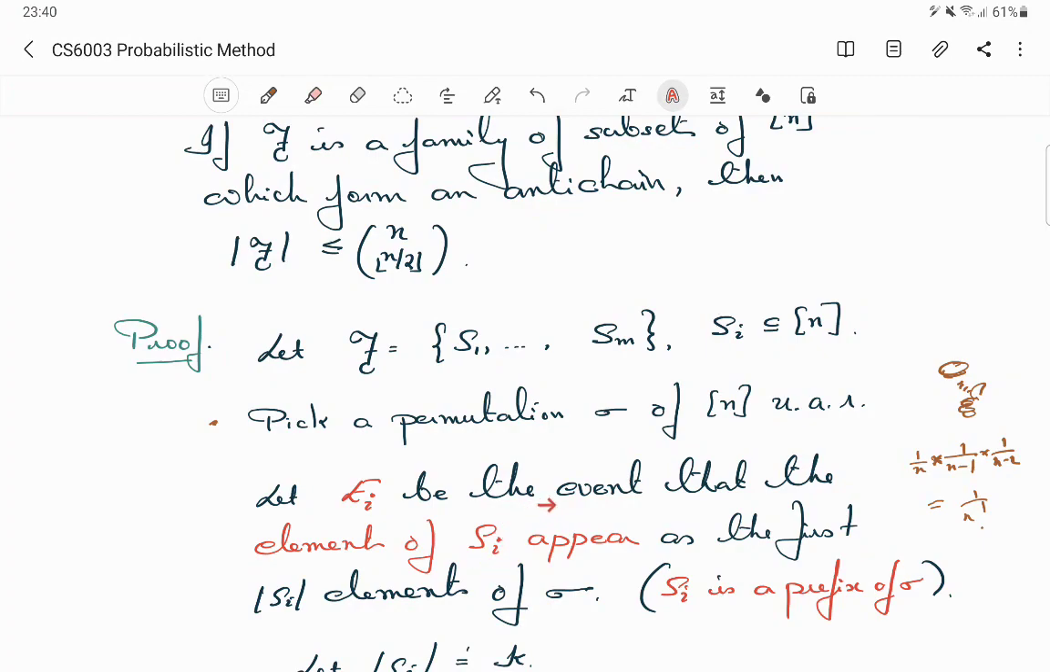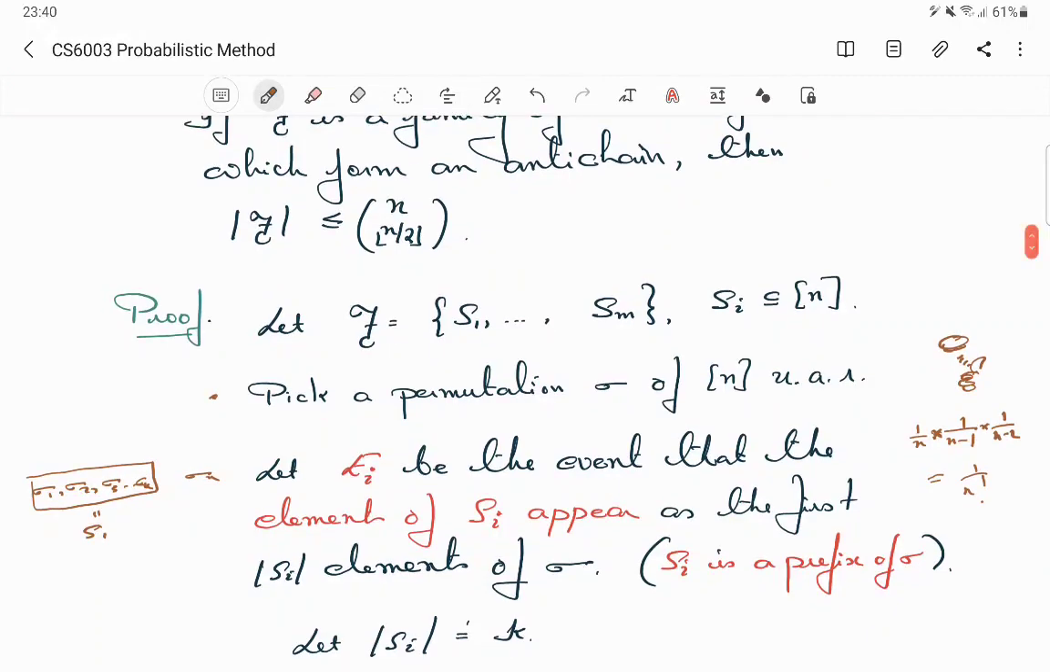What does that mean? If you write out this sigma as sigma 1, sigma 2, sigma 3 all the way up to sigma n, then exactly up to some sigma k, this will be equal to Si. That's what you mean by saying that the elements of Si appear as a prefix of sigma. They appear as the first cardinality Si elements of sigma. Okay, so this is the event whose probability I want to analyze.